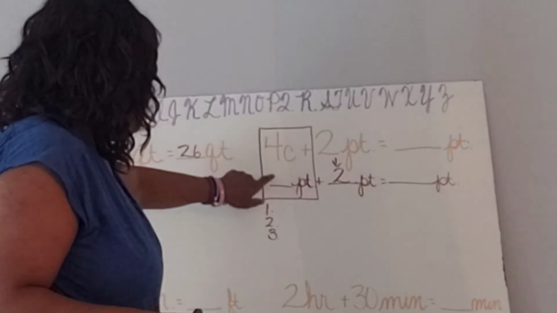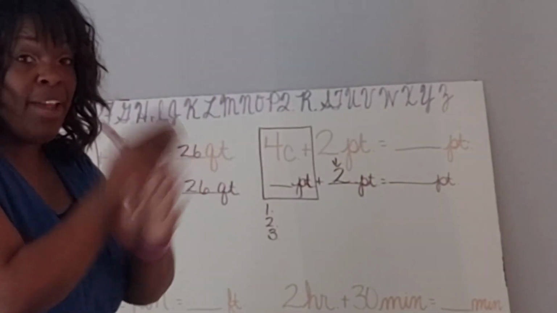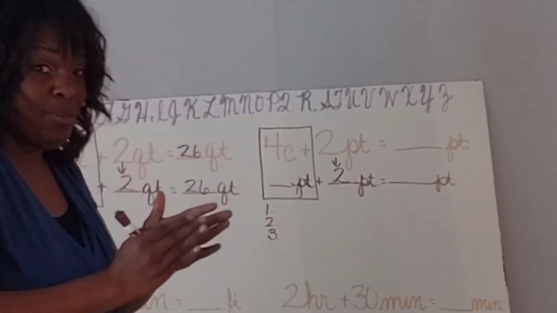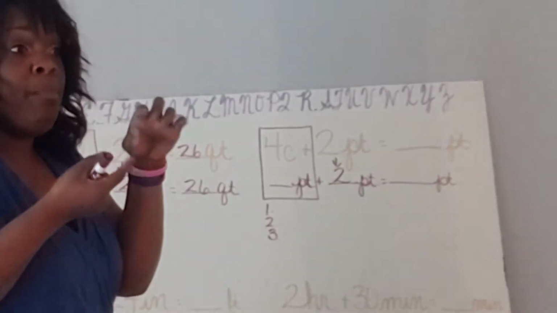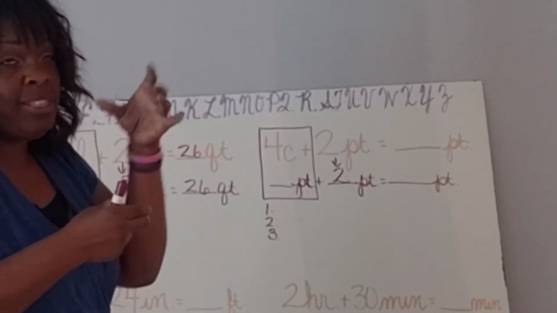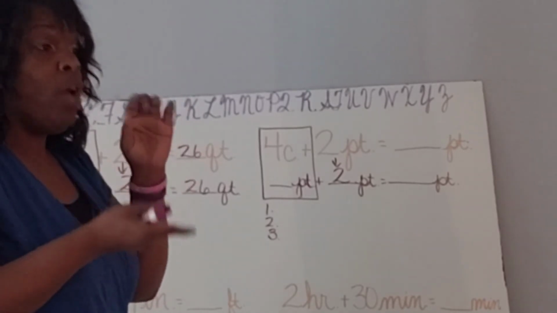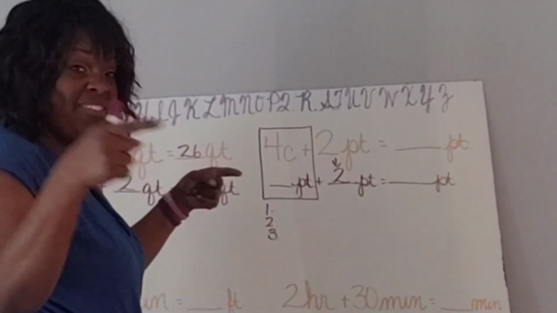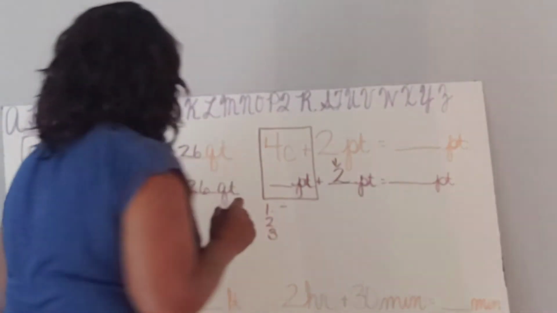So cups to pints. Is it larger to smaller, multiply, or smaller to larger, divide? Good. Cups are smaller. Pints are larger. Remember, a cup is just 8 ounces, but a pint is almost water bottle size. A water bottle's a little bit bigger, okay? So cups to pints is smaller to larger. So what are we going to do? Divide. So put your division sign next to number 1.